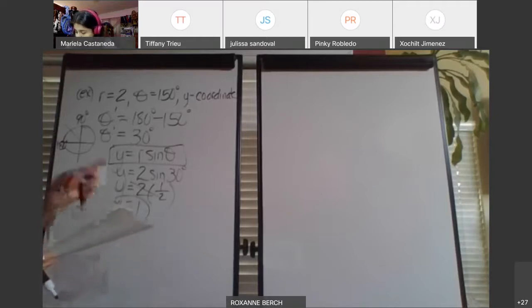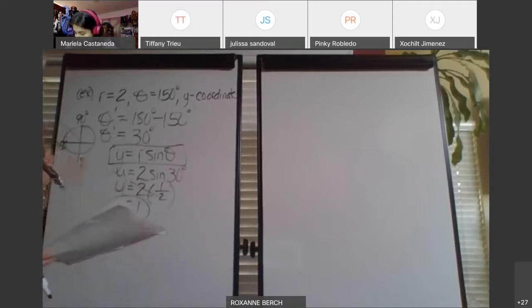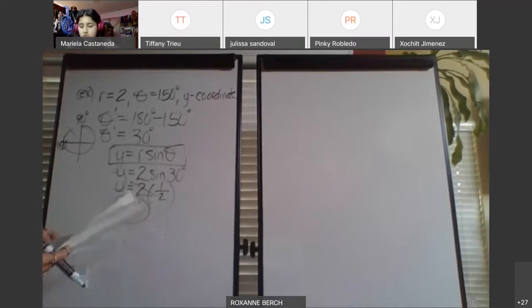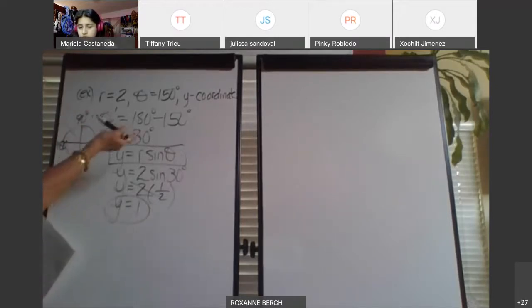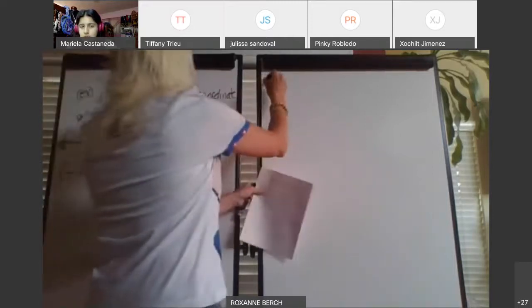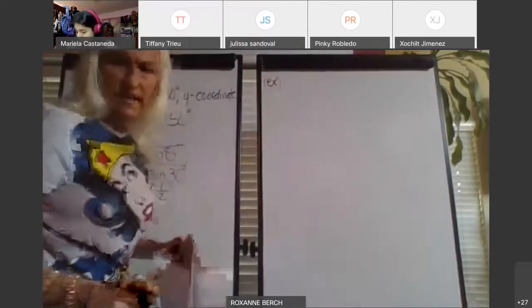You should not have any decimal answers. There should be no decimals unless you're asked to use a calculator. Now, one thing you can check here is, since the angle is in the second quadrant, you know this is negative, positive. So you know that this answer is correct because y should be positive. Let's do another one. Can you guys see the boards okay?